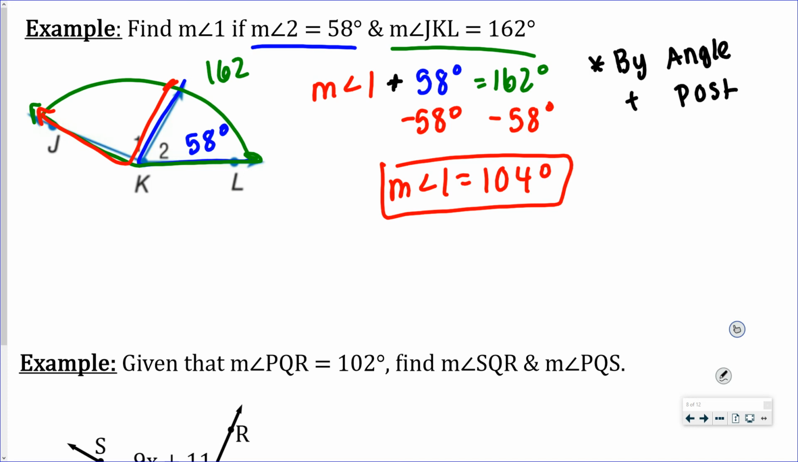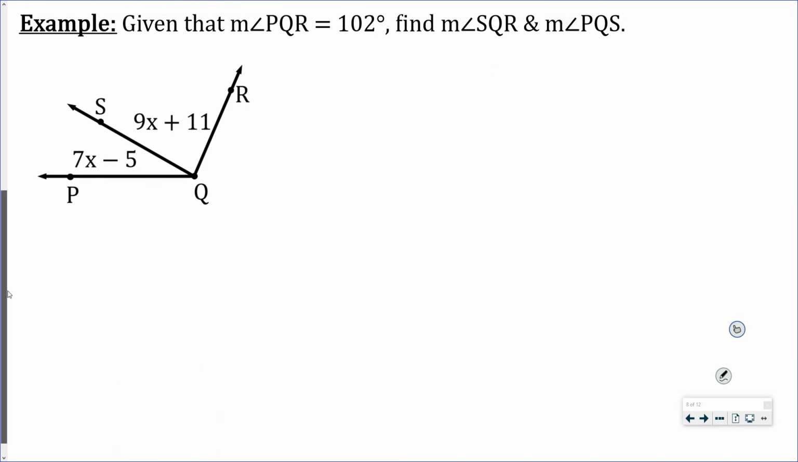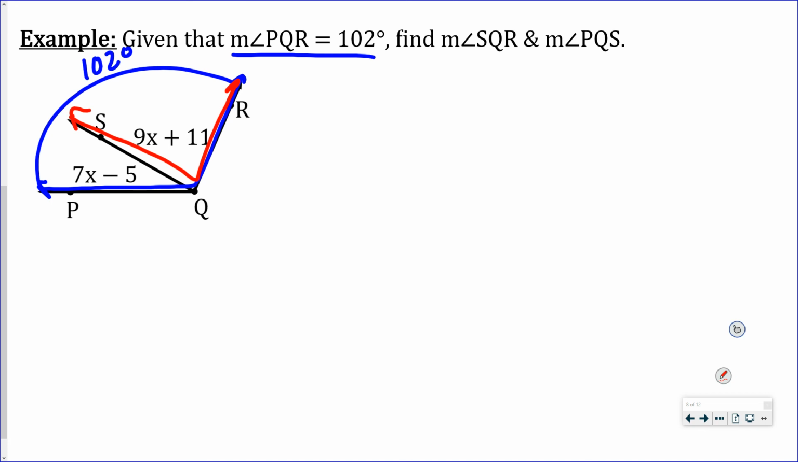Okay. Let's do one more. This time, I'm given that the measure of PQR is 102 degrees. And they want me to find the measure of SQR and the measure of PQS.